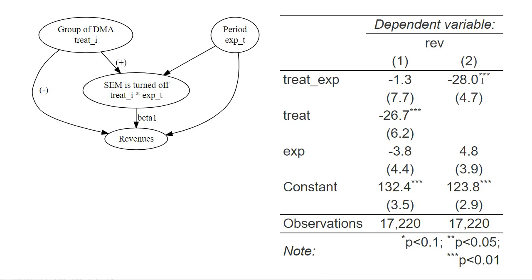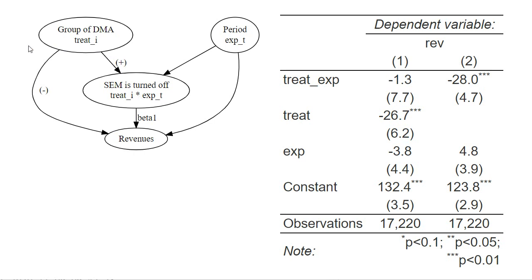But this estimator is very likely negatively biased. Why is that the case? Look at this diagram here. So we know that this indicator, whether the DMA is in the treatment group or not, is positively correlated with the interaction term here, because only DMAs in the treatment group can indeed turn off the search engine marketing.